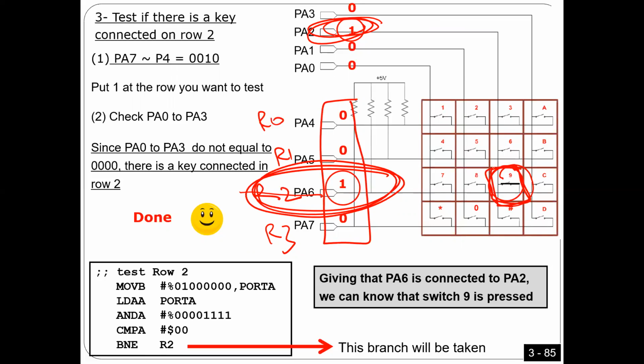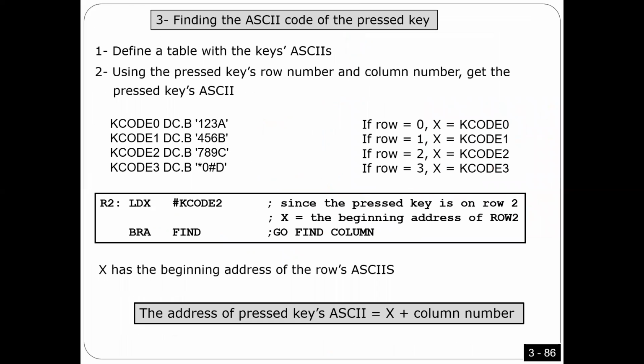I'm going to show how. Very interesting. The way we are going to do it is, you can see here, guys, I'm going to make an array called key code 0. This is for row 0. So 1, 2, 3, A. These are the 4 ASCII codes of the first row. The first row should have the switches 1, 2, 3, A. And the next row should be 4, 5, 6, B, and so on. So every array should be the ASCII of a row: this is the ASCII of the first row, the second row, the third row, the fourth row.